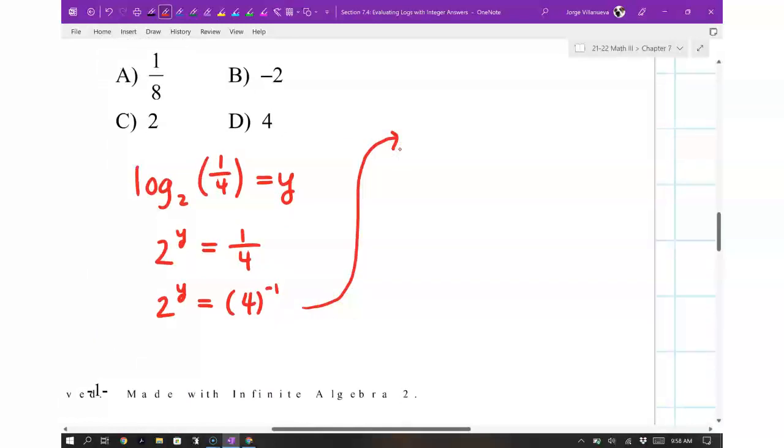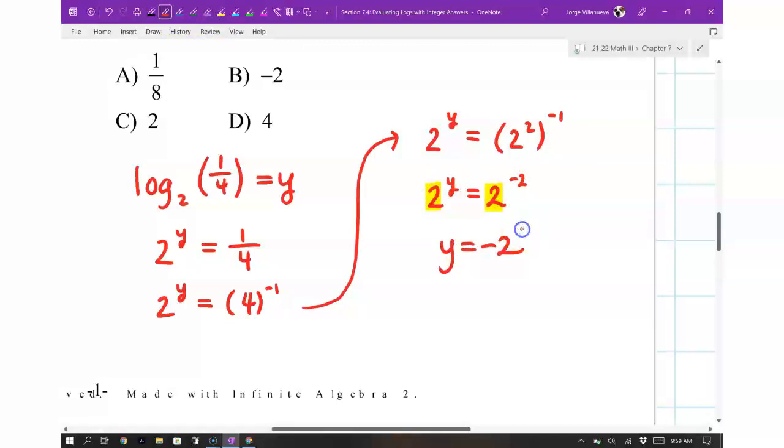Now I got to rewrite 4 as a base 2. What is 4 with the base 2? 2 to the second. So we got 2 to the y equals 2 to the second to the -1. Remember, powers to powers multiply. So 2 times -1 is -2. And since my bases are the same, my powers must be equal. So there's my answer.